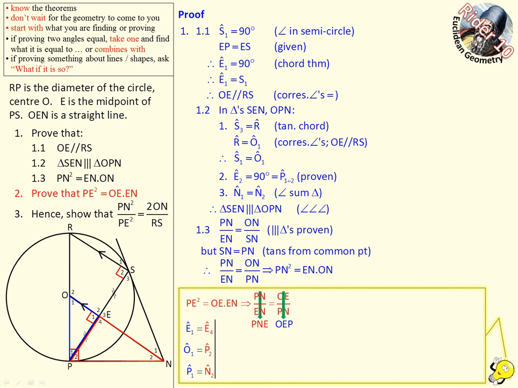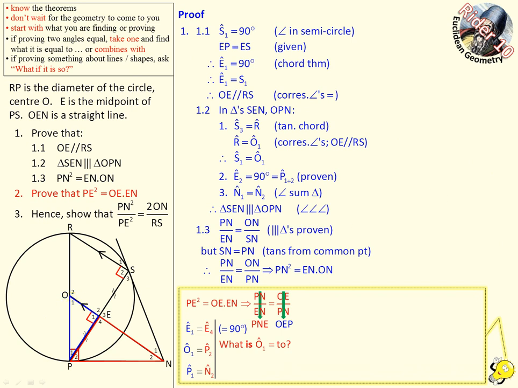E1 would equal E4. Well, yes, they're both 90 degrees. O1 would probably equal P2, so we start our thought process and say, well, proving two angles equal, take one and find what it is equal to. So what is O1 equal to?